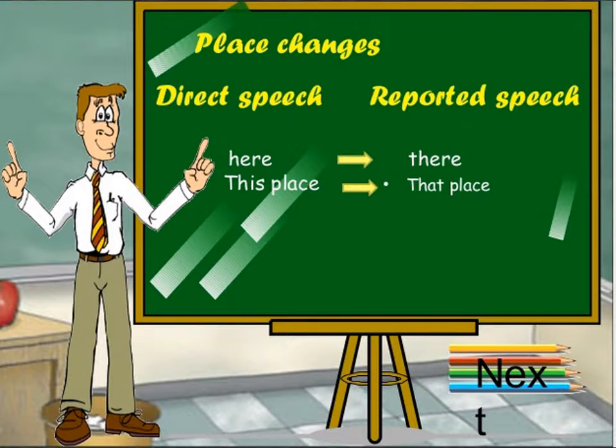As we said before, we change some words like place words and time words. Place changes: in direct speech we use here, this place, but in reported speech here becomes there. This place becomes that place.